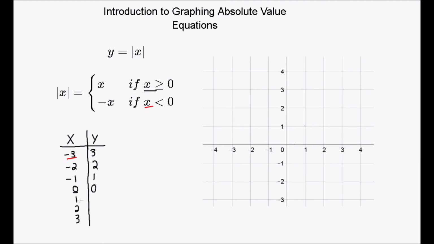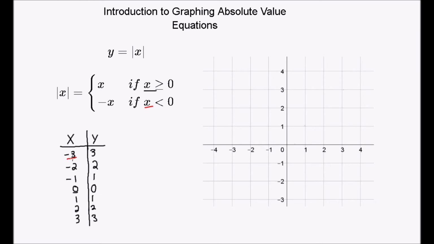The same with 1. 1 is greater than or equal to 0. Specifically, 1 is greater than 0. So the absolute value of 1 is 1. The absolute value of 2 is 2. The absolute value of 3 is 3. So we've got our points that we need to plot.